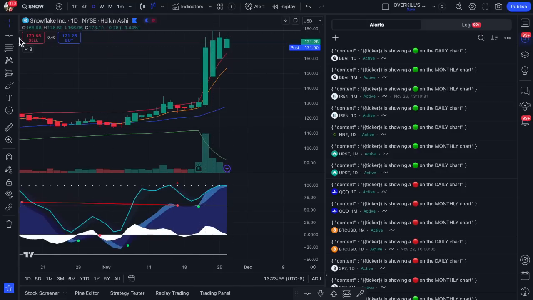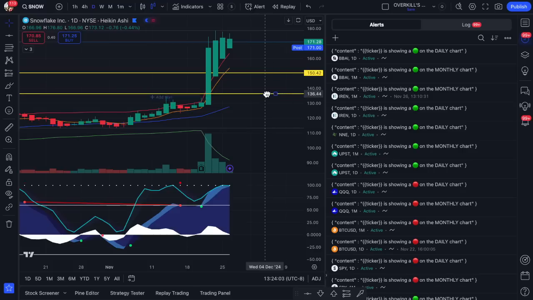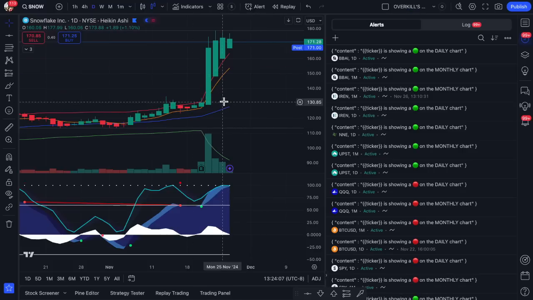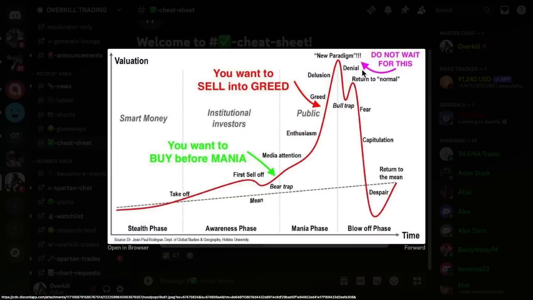So watching for a pullback on this one to around, I would say 150 is going to be the first level. After that, it's going to be around 130. Okay, if we can get it at 140, great. But right now, again, you're getting it at a premium. Look how far we are off the mean. We do not want to buy up in this area. We want to buy down close to the mean. Okay, not extended off of the mean, down into the mean.